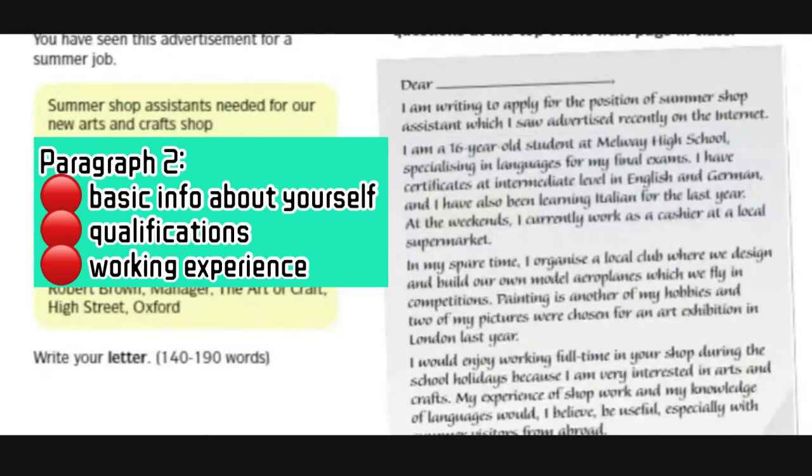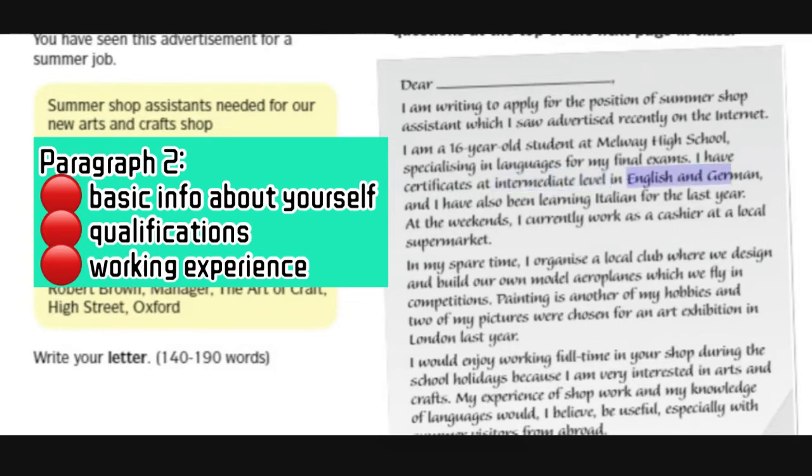So here is a bit of information about yourself. How old are you? Where are you studying? Okay. What are your qualifications? Okay, certificates at intermediate level in English and German. So it's up to you. When you talk about qualification, you say that you have certain certificates. You have this certificate. Okay, at what level? Intermediate level means in the middle, you know.